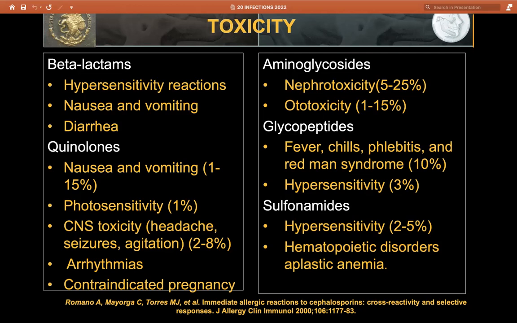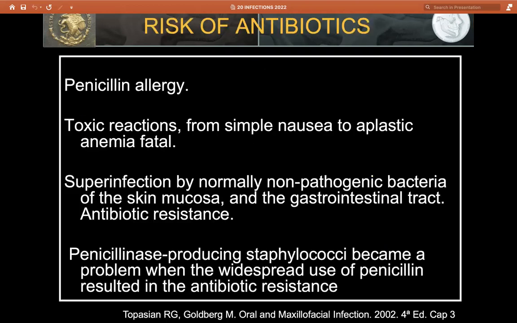Aminoglycosides: nephrotoxicity, ototoxicity, usually not recommended for elderly patients. Glycopeptides could even cause fever and hypersensitivity, and sulfonamides, which are an excellent option for us when the beta-lactams don't work, will have some other disorders, and could lead to anemia when taken for a long time. So this is a kind of resume of the problems we could face with the types of antibiotic we're going to use. Okay, now any medicine always comes with a risk.